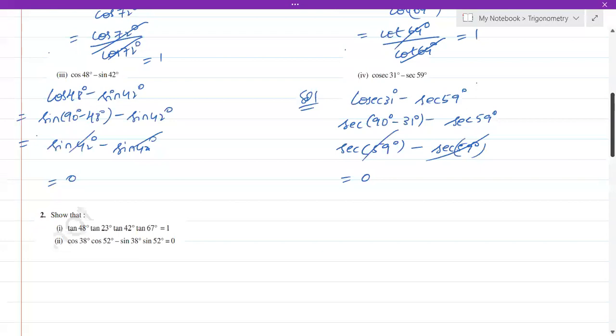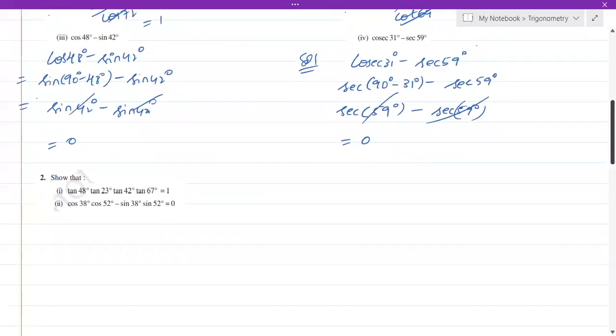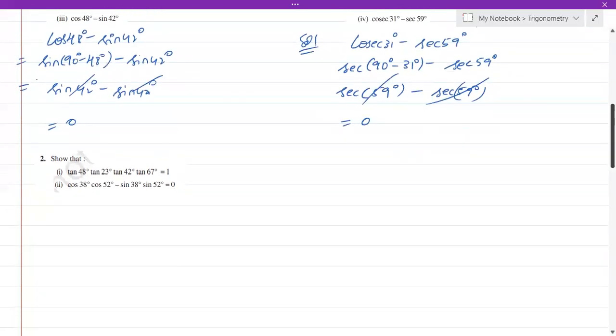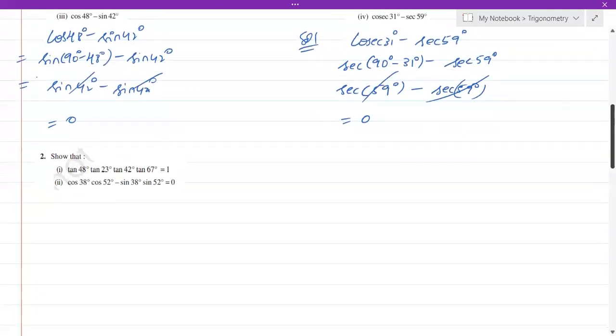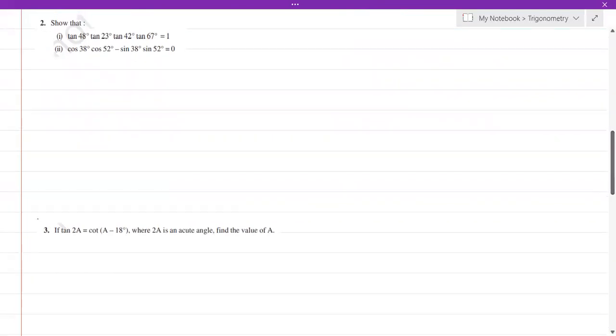So we're going to keep the second term as it is. Change only one term. Do not change both the terms. If you change both the terms, you will not get the answer. So let's get into the next question.